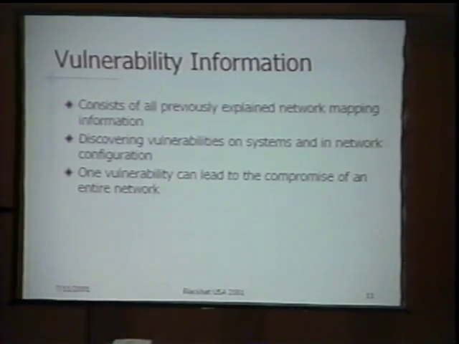And lastly, vulnerability information. And I think everybody knows why this is important. If you find vulnerabilities, you can break into a system. So vulnerabilities consist of all previously explained network mapping information, which includes the port mapping, the operating system identification, etc. It allows us to discover vulnerabilities on a system and in the network configuration. And this is very, very important because it only takes one vulnerability to lead to the downfall of an entire network.